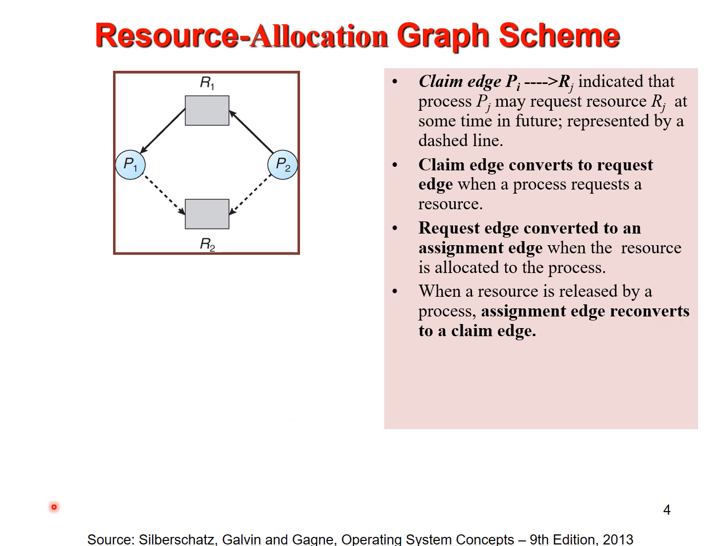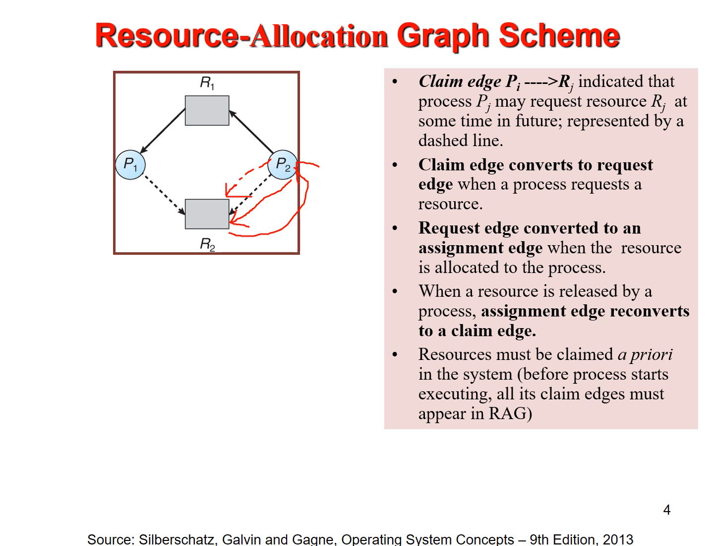That is, the idea is, this is a claim edge at present. In case the process is making a request to the resource, this claim edge will convert to a request edge like this. This request edge will convert to an assignment edge like this when the resource is allocated to the process. After using that particular resource, when P2 releases the resource R2, this assignment edge again reconverts to a claim edge. This is how it works.